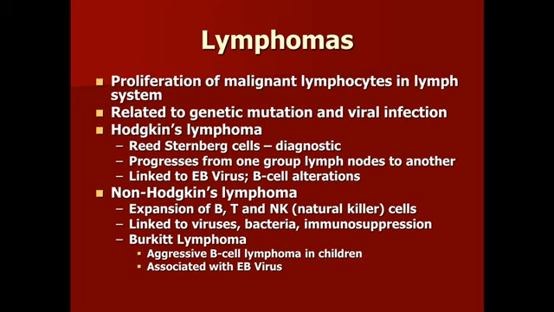In a non-Hodgkin's lymphoma, you have an expansion of the B, the T, and the natural killer cells. The B-cell expansion is the most common, but in this you do not see those characteristic Reed-Sternberg cells. Once again, non-Hodgkin's lymphoma has also been linked to viruses, bacteria, as well as immunosuppression.